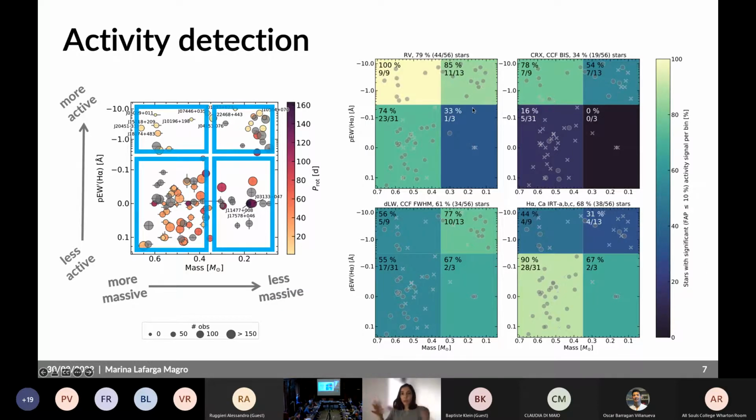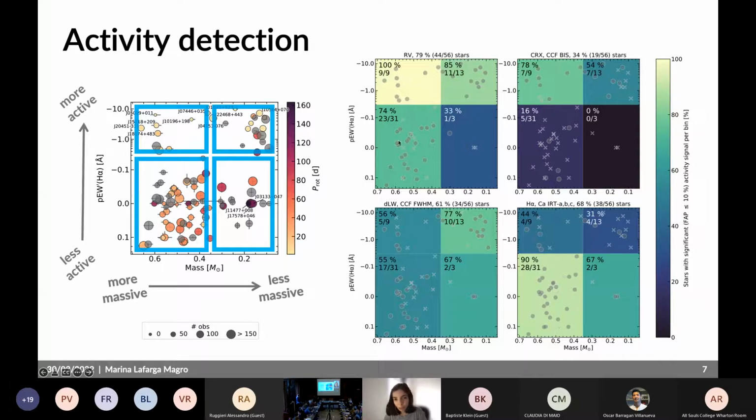So the idea was to get some kind of overview of how these indicators behave on different stars. On the left plot here, I'm showing you again the sample of stars, as a function of their activity and their mass. And I've divided the sample into four, depending on how active they are and how massive they are, to be able to extract some results. And on the right-hand side, I have four panels, which look very chaotic, but I'm going to try to explain them. The axes on these plots are the same ones as the axes on the left. So I have the activity level of the star and the mass of the stars.